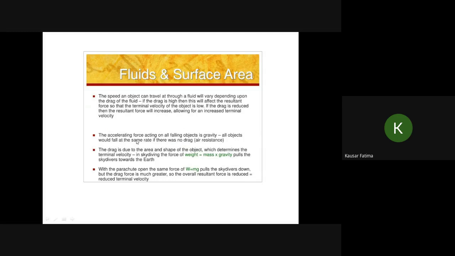The accelerating force acting on the falling object is gravity, and all objects would fall at the same rate when there is no air resistance, and the drag is due to the area and the shape of the object, which determines the terminal velocity. When terminal velocity will be achieved depends upon the surface area, and if surface area is big, terminal velocity will be achieved earlier, like when the parachute is opened. The person slows down more quickly. And if the surface area is small, terminal velocity will take longer to be achieved. With the parachute open, the same force, W equals mg, will be downwards, it won't change, but the upward force will change, it will be greater.